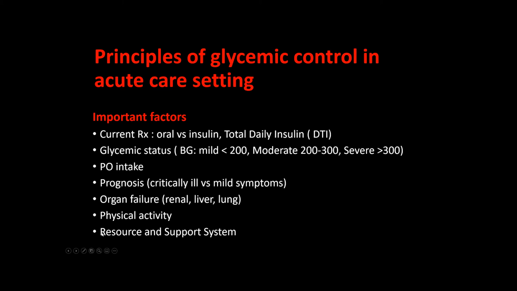Last but not least is the resources and support system. Is the patient living alone, or is the family quite supportive? And most importantly, can they afford to get the medicine? So these questions you can always ask in the acute care setting, not necessarily in COVID. In any acute care setting, these are very important questions to ask.